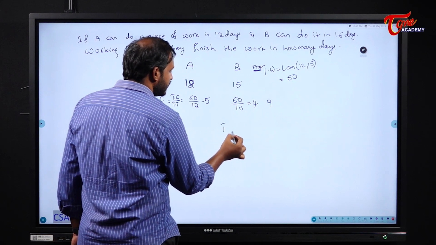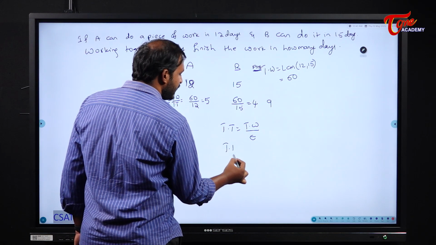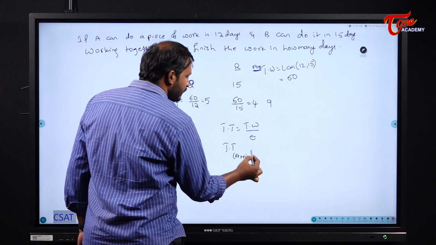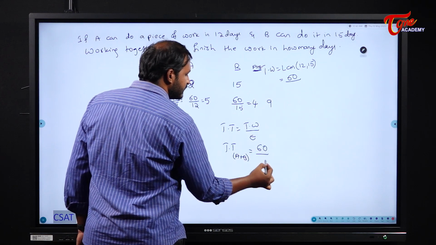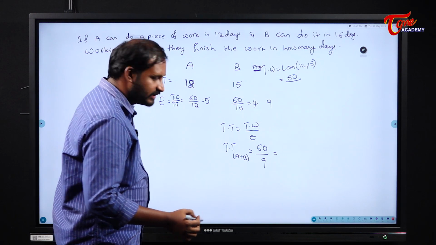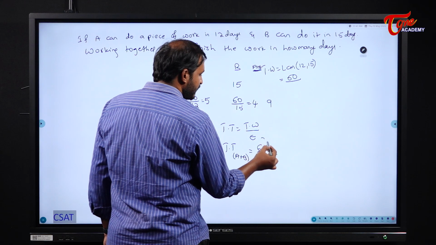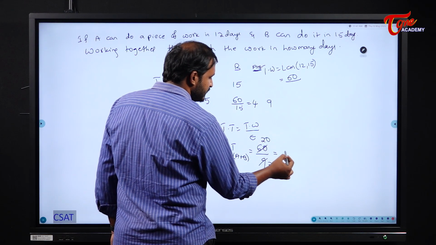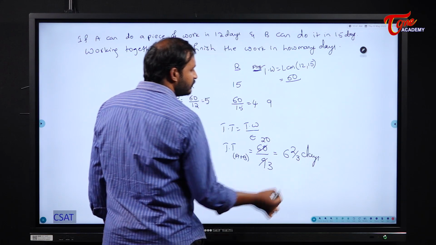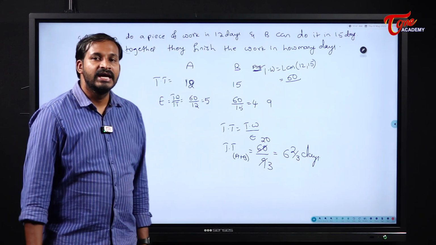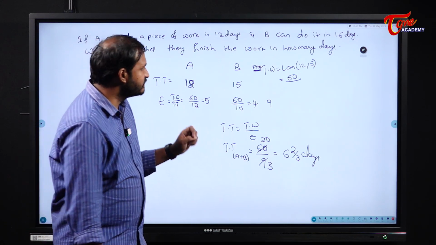Now time taken is equal to total work by efficiency. So the time taken by A and B together: what is the total work here? 60. And what is their combined efficiency? 9. So 60 by 9. If you want, you can cancel it, 3 20s, 3 3s, so 6 2 by 3 days. That means A and B working together can finish the job in 6 2 by 3 days. In this manner, we will solve.